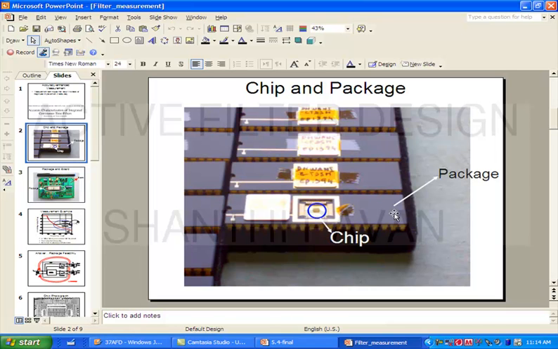This is not the only kind of package. In fact, this is not a particularly good kind of package for high frequency work, but this is an example that you are all familiar with. As you can see, the chip is sitting in a cavity. This is the lid of the cavity, which has been opened in order to take a picture, right? Otherwise, the chip would probably look like this, correct? This lid has been opened and the actual chip is inside, right?